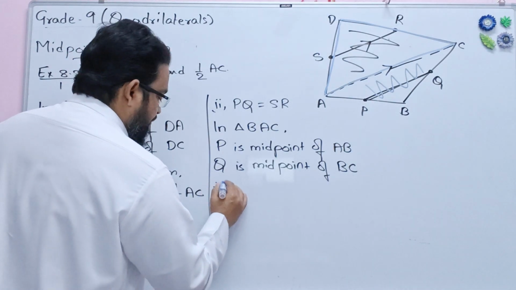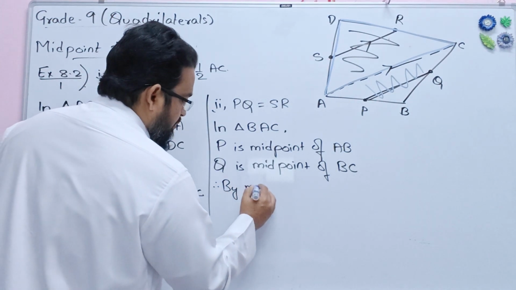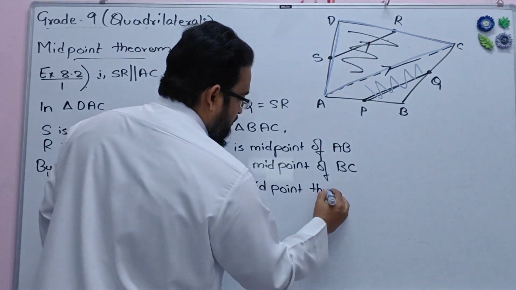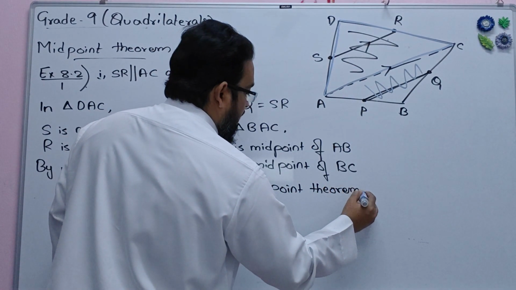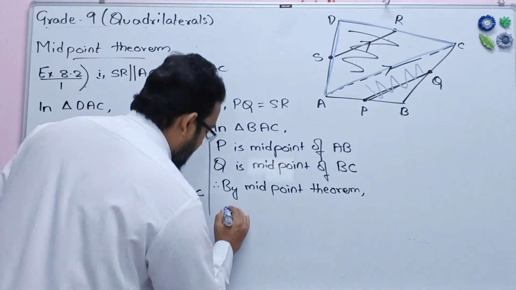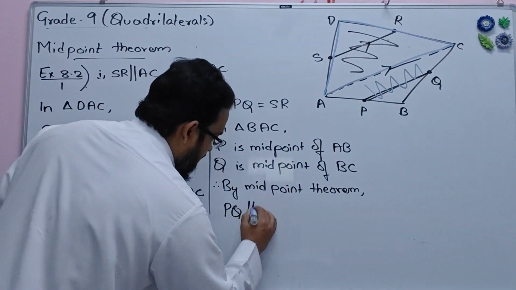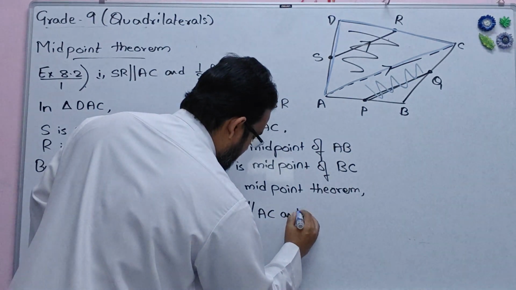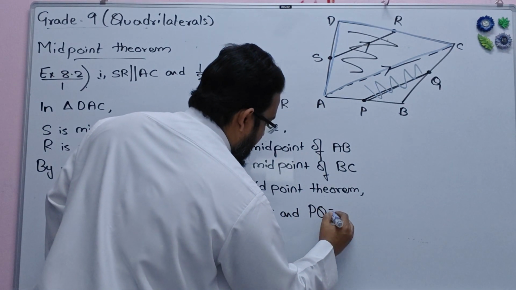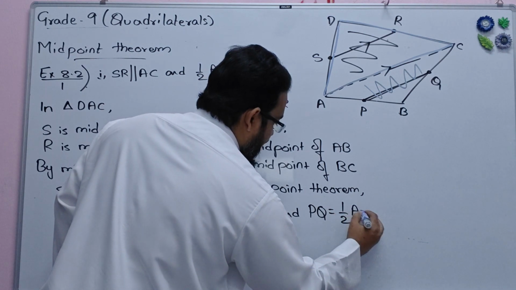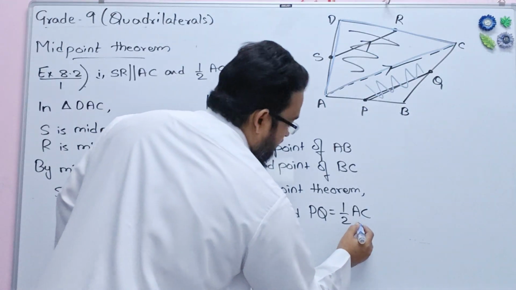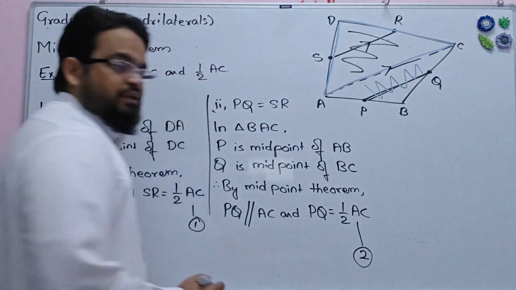So therefore, by the midpoint theorem, PQ is parallel to AC and PQ will be half of AC. Let me take this as the first equation and this one as the second equation.